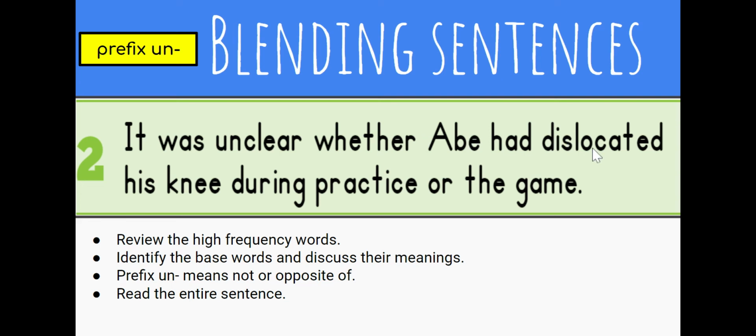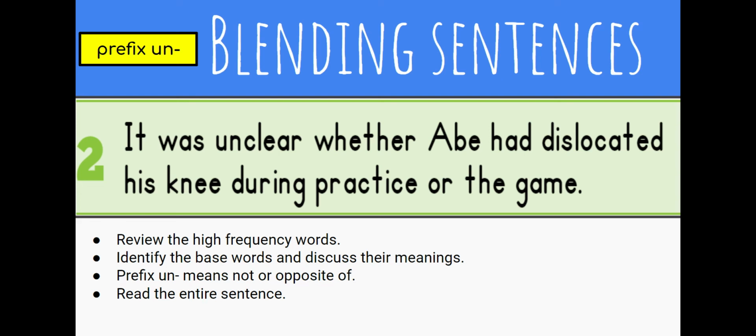I also see another word, Kipster, that has a prefix from yesterday. Dis. You got it. I've got the word located. Located just means that there is a location for something. You know where something is. But if I add the prefix dis, which also means not or the opposite of, you got it. That means something is not located. When something is dislocated, it is not located.